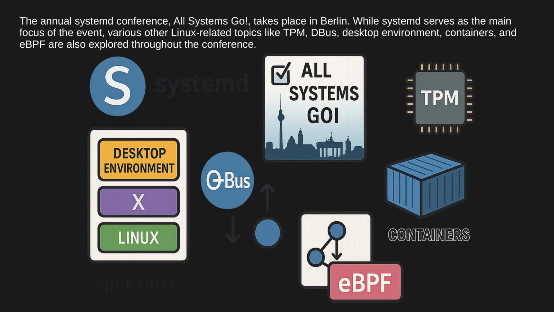The annual Systemd conference, All Systems Go, takes place in Berlin. While Systemd serves as the main focus of the event, various other Linux-related topics like TPM, D-Bus, desktop environments, containers, and eBPF are also explored throughout the conference.